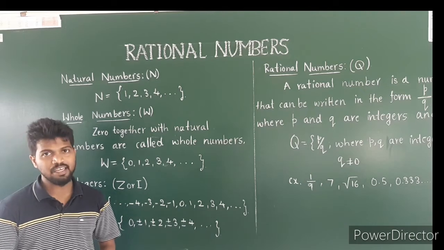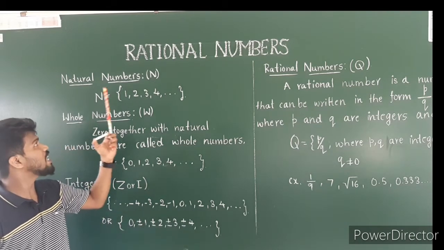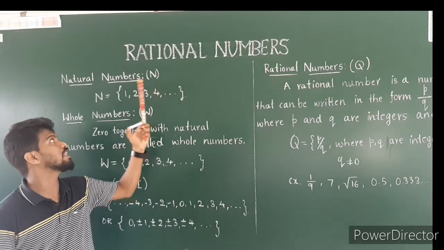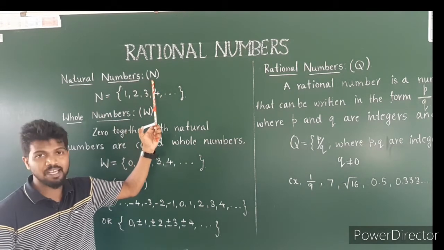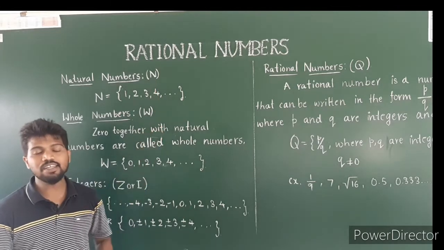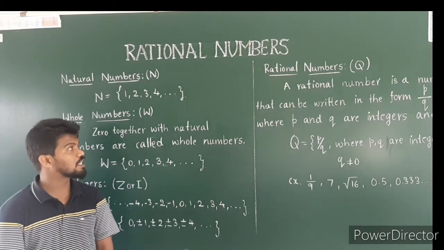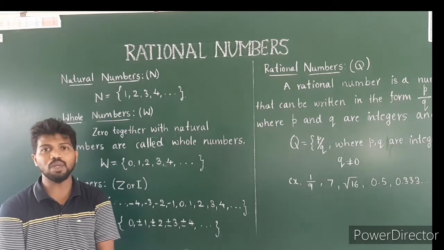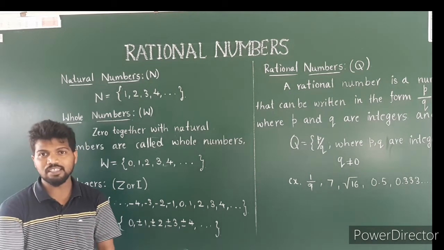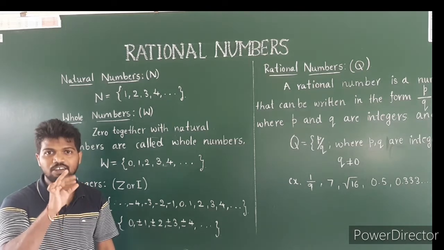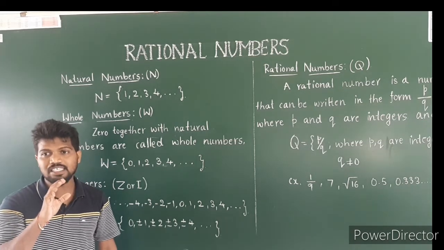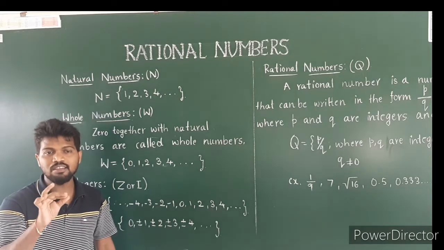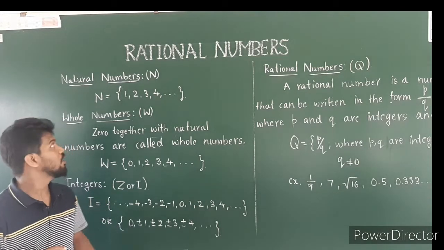So first, natural numbers. What are natural numbers? They are denoted by capital letter N. What are the natural numbers? They come naturally. You know that. How do you usually count the numbers? You count like this: 1, 2, 3, 4. You do not start with 0. Usually counting starts with 1, 2, 3, 4, 5, like this.